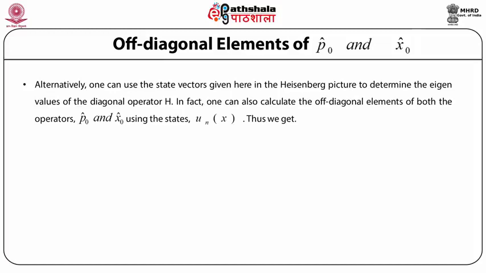Alternatively, one can use the state vectors given here in the Heisenberg picture to determine the energy eigenvalues of the diagonal Hamiltonian operator H. In fact, one can also calculate the off-diagonal elements of both the momentum operator p_0 and the position operator x_0 using the state u_n as a function of x.